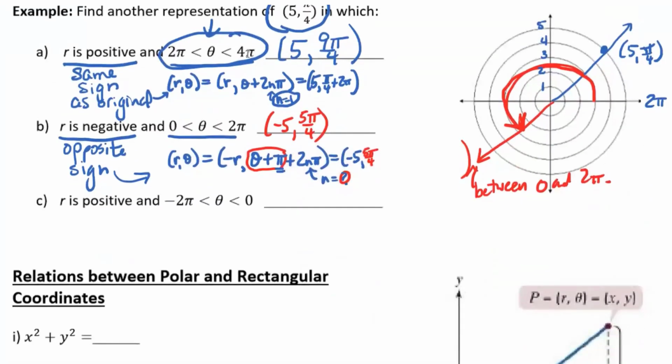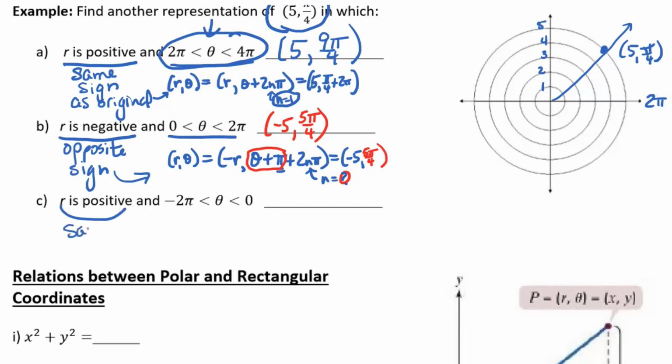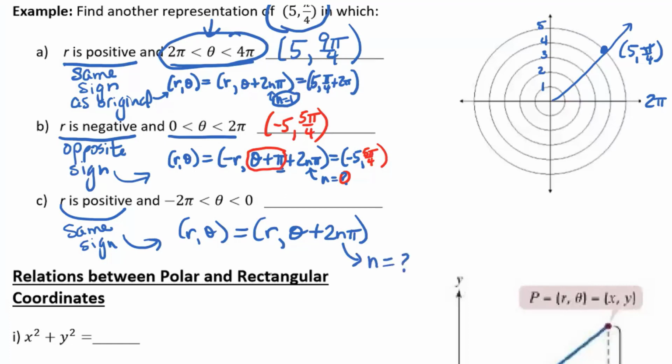Now let's do one more. They want r to be positive, and they want an angle between -2 pi and 0. Which formula are we going to use? The first one, right? Because it's the same sign that we started with. So r is going to stay the same, and then we're going to add multiples of 2 pi. But what n would work so that we would get an angle that's between -2 pi and 0? Would n be a positive number or a negative number? Negative. Would it be enough to go around just one time? And would using -1 work?